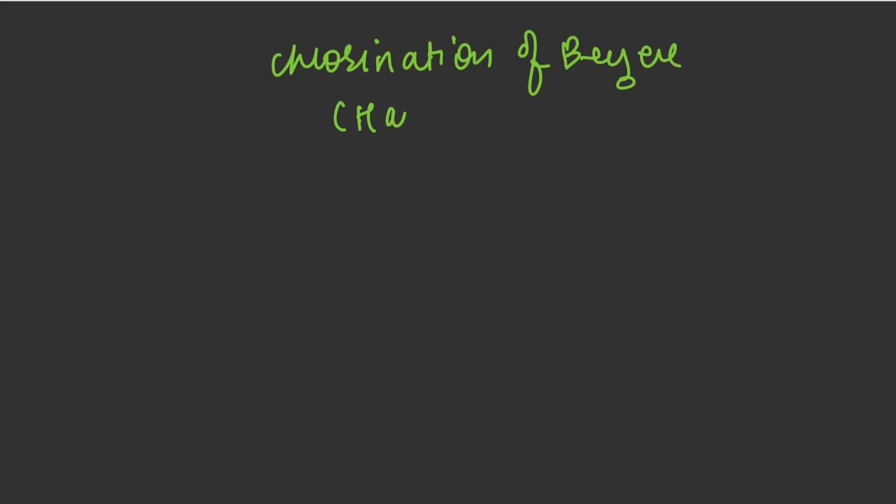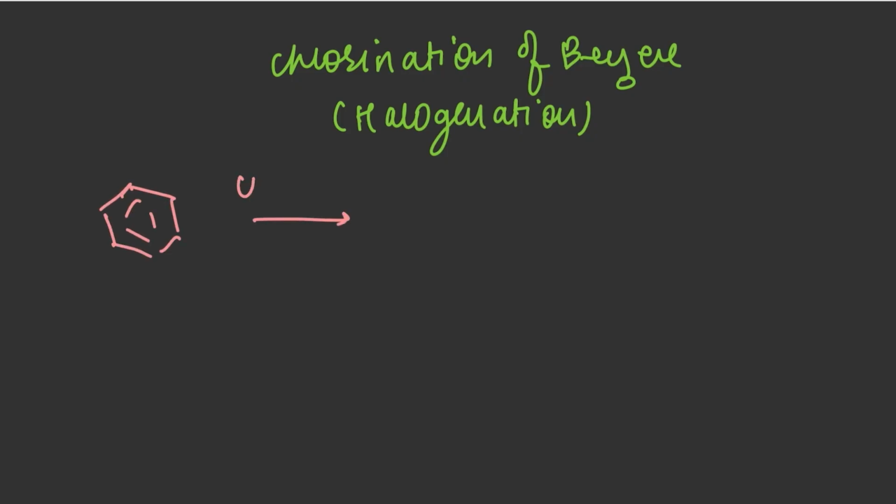Let's talk about chlorination of benzene, which is also known as halogenation. First of all, when benzene reacts with Cl2 and AlCl3, it will form chlorobenzene plus HCl.